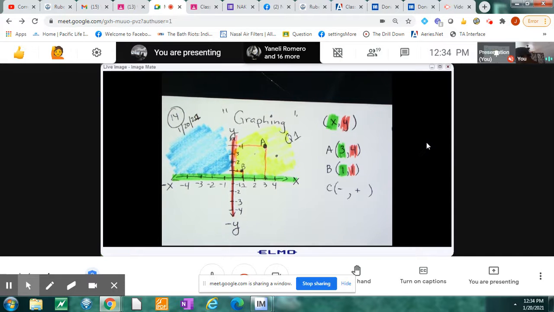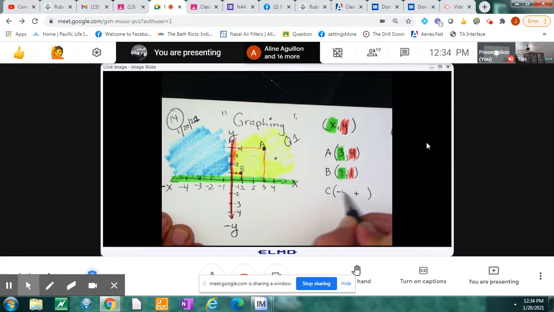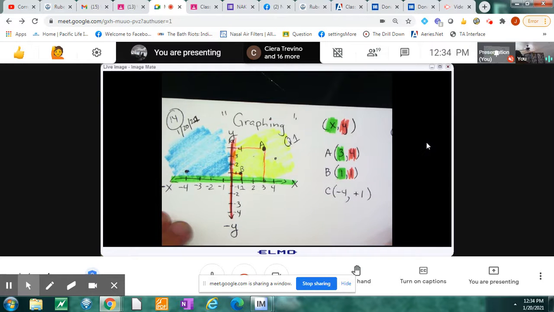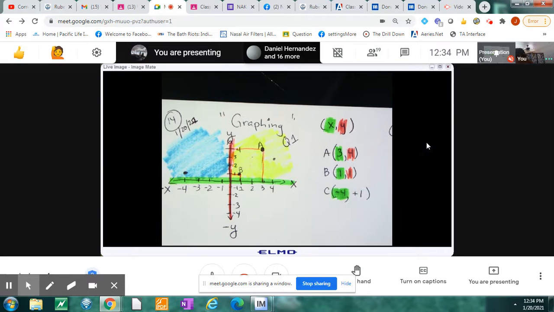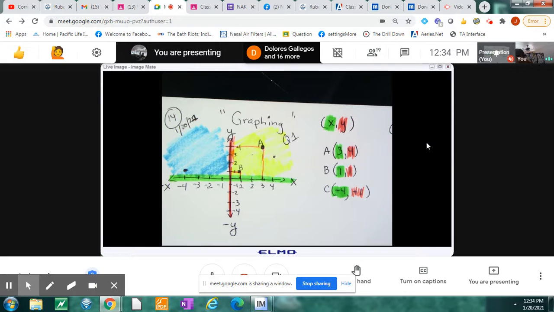Okay, so I'm going to do one. Negative 4, comma 1. So it's going to go up right there. So negative 4, comma 1. Okay, so far so good. Negative 4, comma 1. Okay, so that's your C.